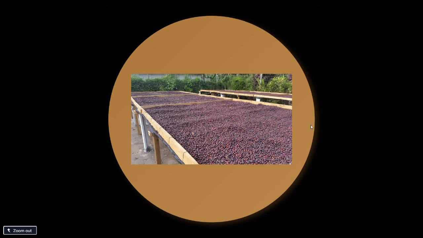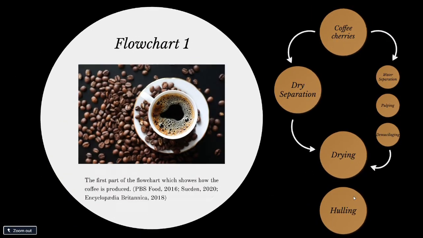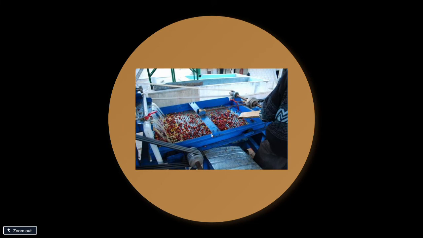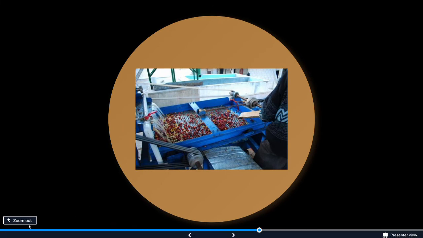After that, we come to the drying process, which is the same for the water method and the dry method of separation. Beans are basically just left under the sun for some time until they are dry, and the cooling process comes after that. And here you can see a picture of how it looks.